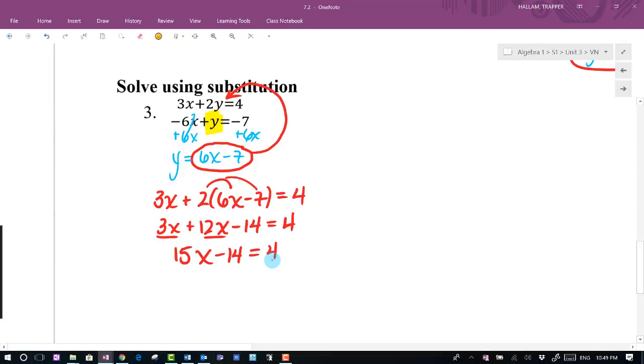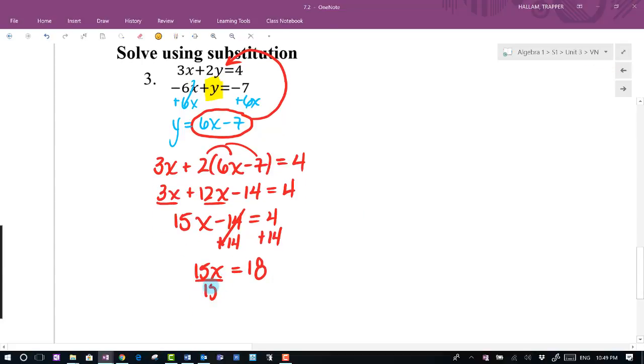I'm going to use reverse order of operations, which means addition and subtraction. If I'm solving for this x here, I'm going to remove any addition and subtraction first. So I'm going to add 14 to both sides. I get 15x is equal to 18. Again, those drop out and turn to 0. Finally, I'm going to go ahead and divide by 15 to both sides.